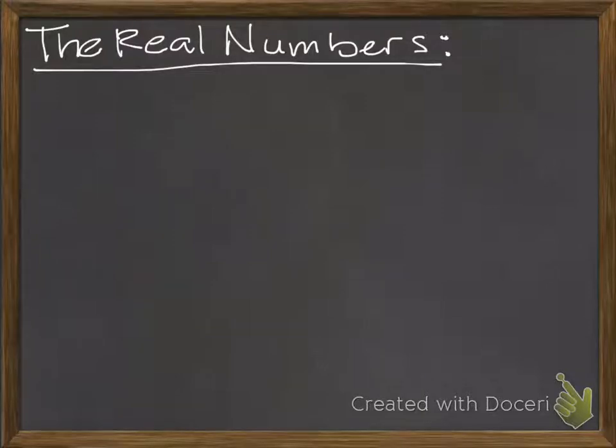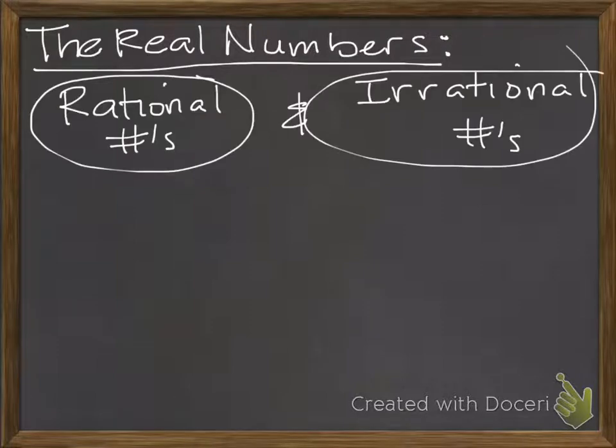3-7 is about the real numbers, and the real numbers are broken up into two parts. These two parts are the sets of rational numbers and irrational numbers. If you remember, a rational number is any number that can be written as a fraction, any positive or negative fractions. And irrational numbers are just numbers that cannot be written as a fraction, like pi.